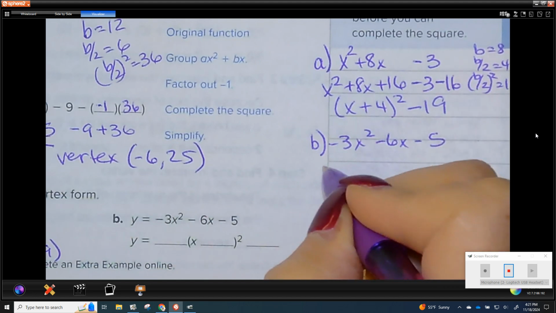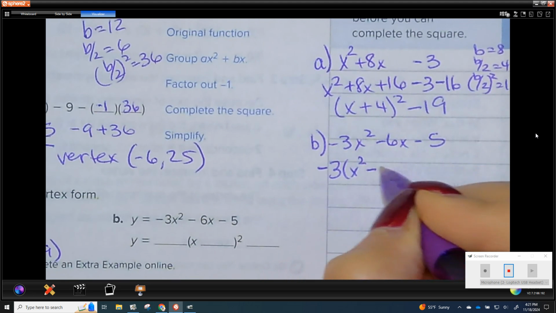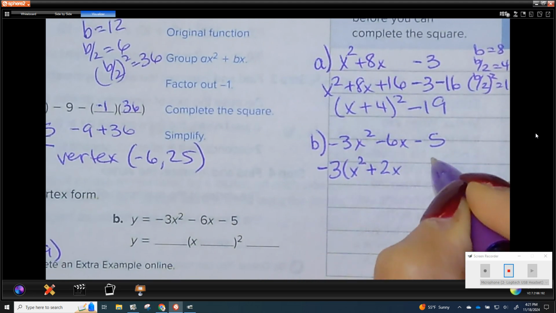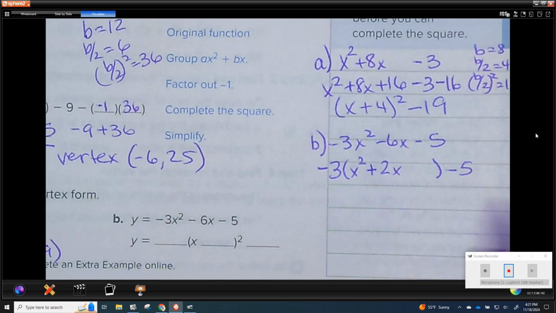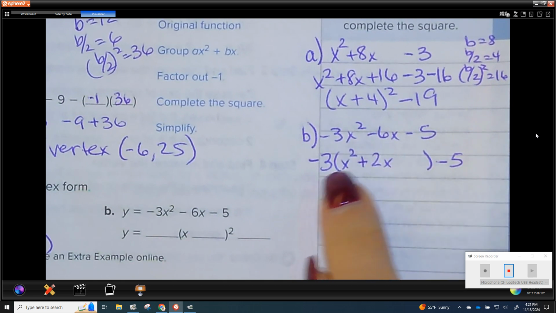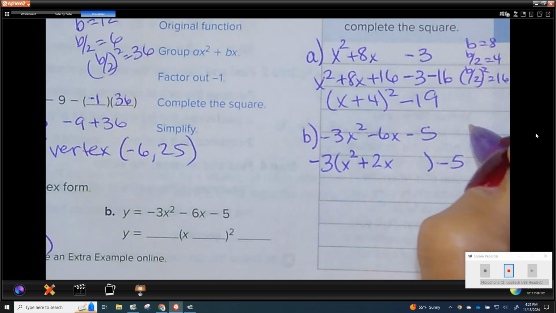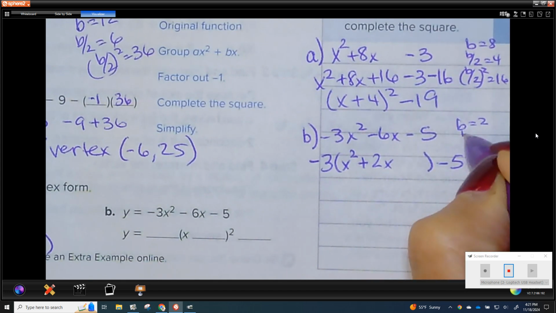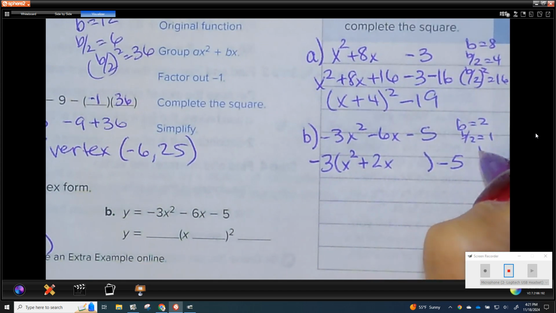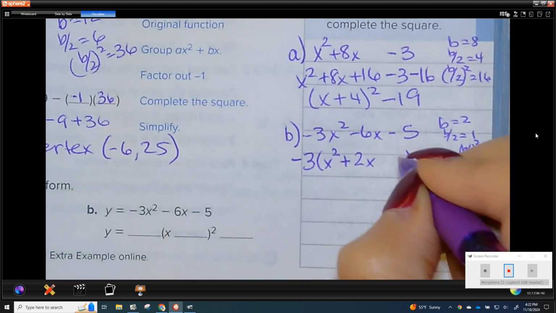So I'm going to factor out the negative 3 just out of these two, plus 2x. Close the parentheses, put negative 5 over here. This is my b that I'm going to work with. Okay? So I just factored that out, and I moved the 5 there. So my b is 2. Half of b is 1. Half of b squared is also 1. So I have to add 1.